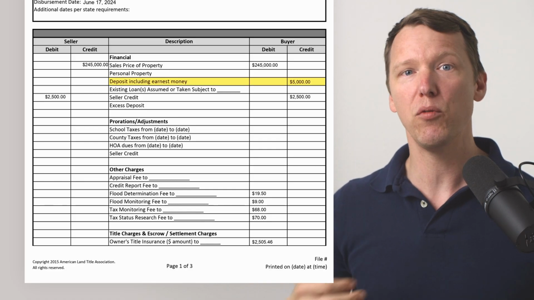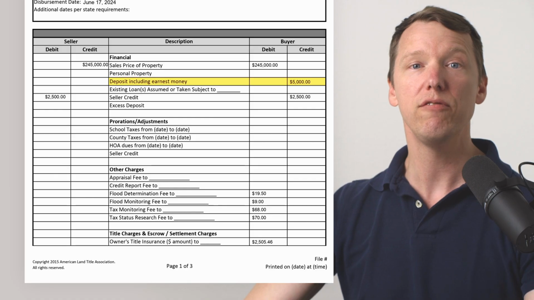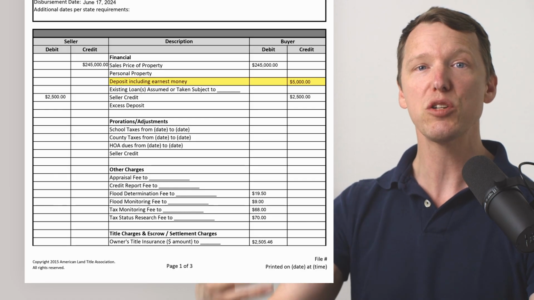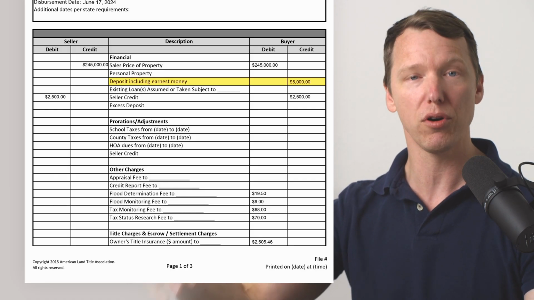On the settlement statement, we see an earnest money deposit of $5,000. This money was already sent to the title company before closing, right?